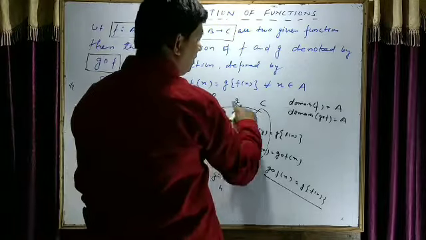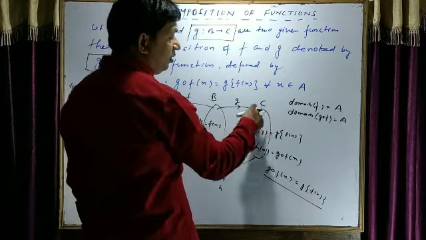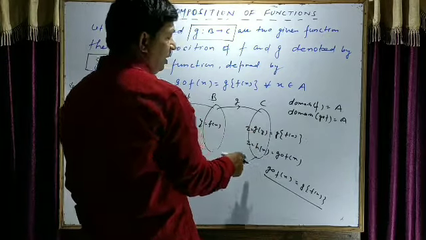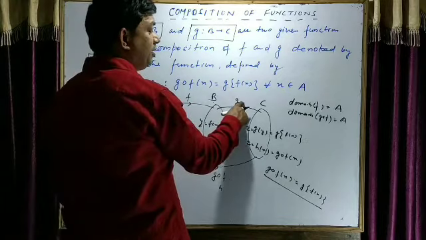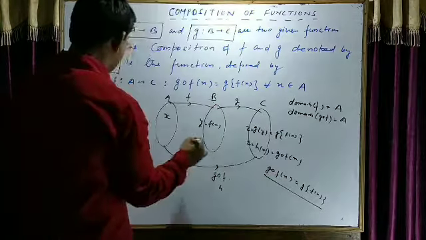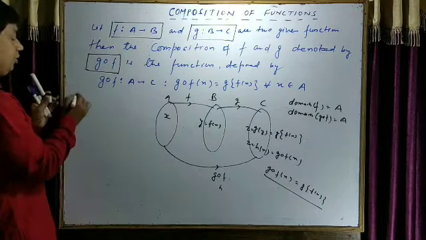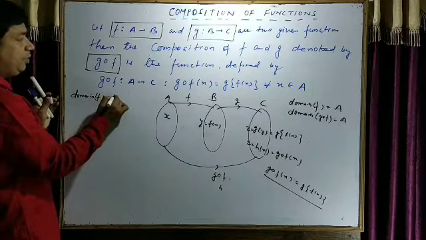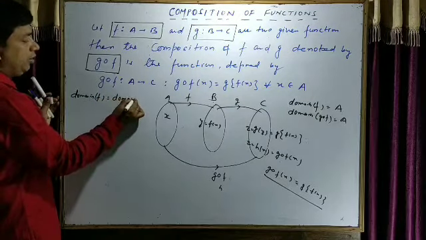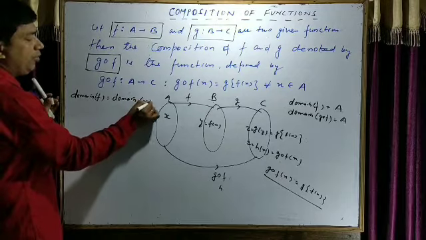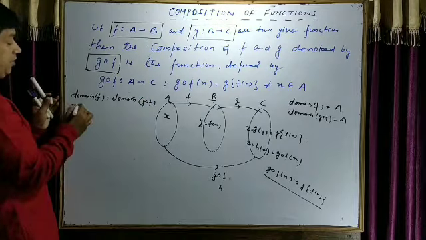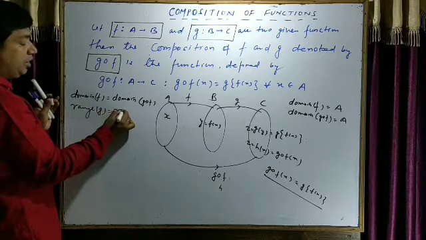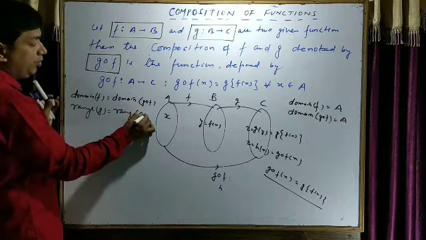And now what is the range of g? This is the set of images of this set, that is g of y. So the range of g o f is the same as the range of g. We can write it this way: domain of f is equal to domain of g o f, and range of g is equal to range of g o f.